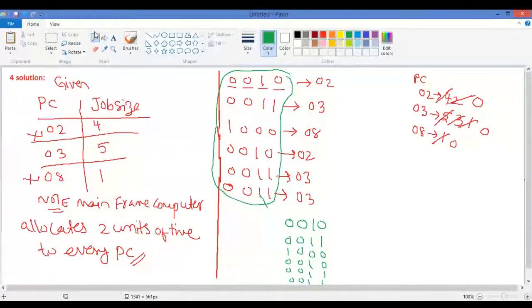No, it is not constant. Why minus 2? Good question. Because he has given in the question that the mainframe computer allocates 2 units of time. He has given 2. If he has given 3, then we would do 5 minus 3.